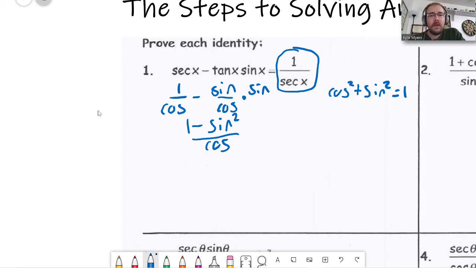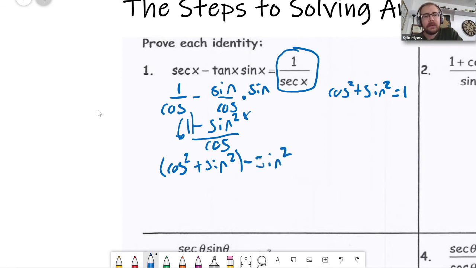Okay. Well, either I can solve this and make it 1 minus sine squared and then plug it in to here, or I could just, since it's already equal to 1, I could just say, oh, well, this is 1 right here. And I'll just say that's cosine squared plus sine squared. All right, so that's 1. That's equal to 1, so I'm just kind of subbing 1 for cosine squared plus sine squared. Then minus sine squared all over cosine.